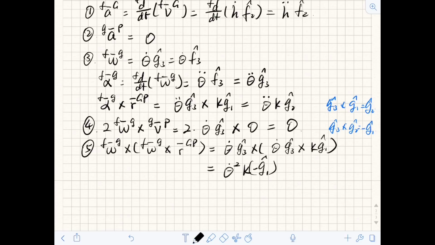Now all we have to do is add all the terms to get the acceleration of point P in F, which is... this should be a minus sign.